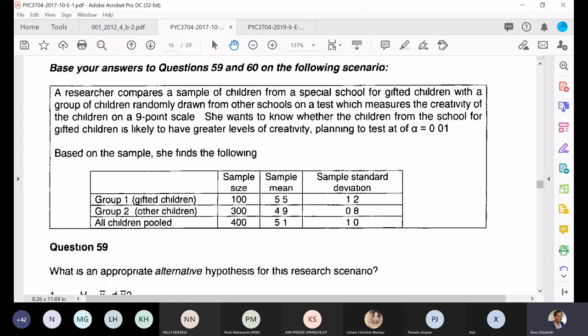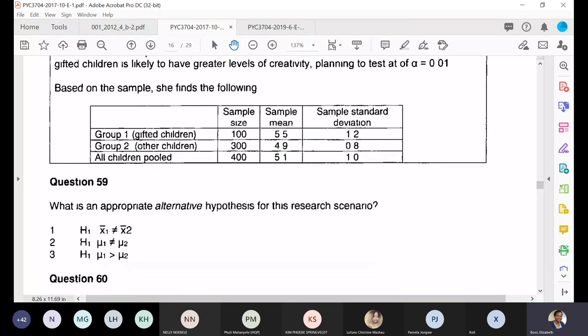Base your answer to the question 59 and 60 on the following scenario. A researcher compares a sample of children from a special school for gifted with the group of children randomly drawn from other schools on the test which measures the creativity of the children on a 9-point scale. She wants to know whether the children from the school for gifted children is likely to have greater level of creativity, planning to test this at alpha of 0.01. Based on the sample, she finds the following. So she has all the measures, the sample statistics, the size, the mean, and the standard deviation of the children. And they also calculated the pooled values, which include also the pooled standard deviation.